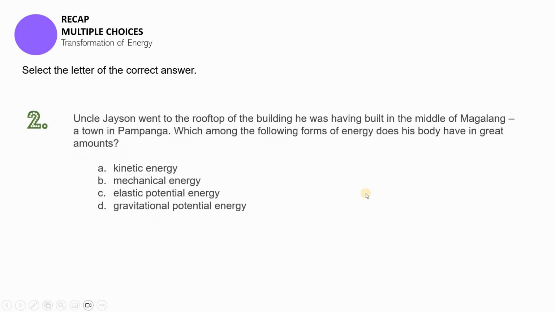If you are through, let us proceed to the next item. Question number 2. Uncle Jason went to the rooftop of the building and he was having a bonfire in the middle of Magalang, a town in Pampanga. Which among the following forms of energy does his body have in great amounts? A. Kinetic energy. B. Mechanical energy. C. Elastic potential energy. Or is it D. Gravitational potential energy? Pause this video if you need more time.